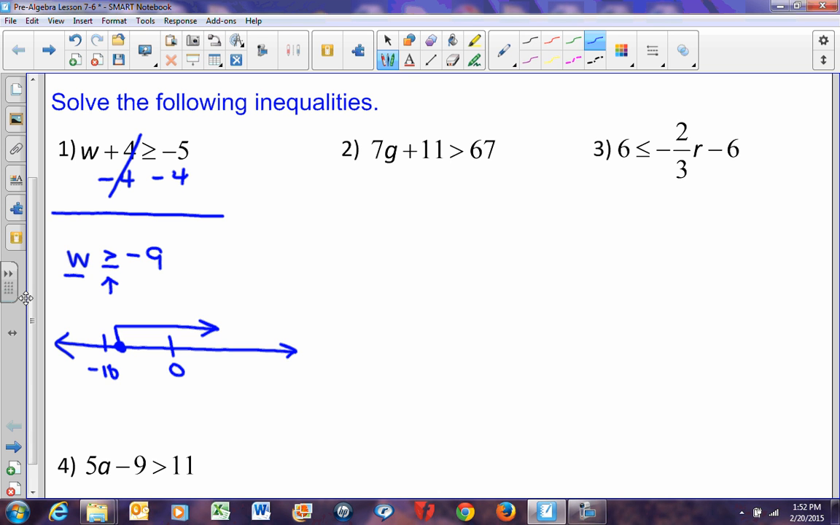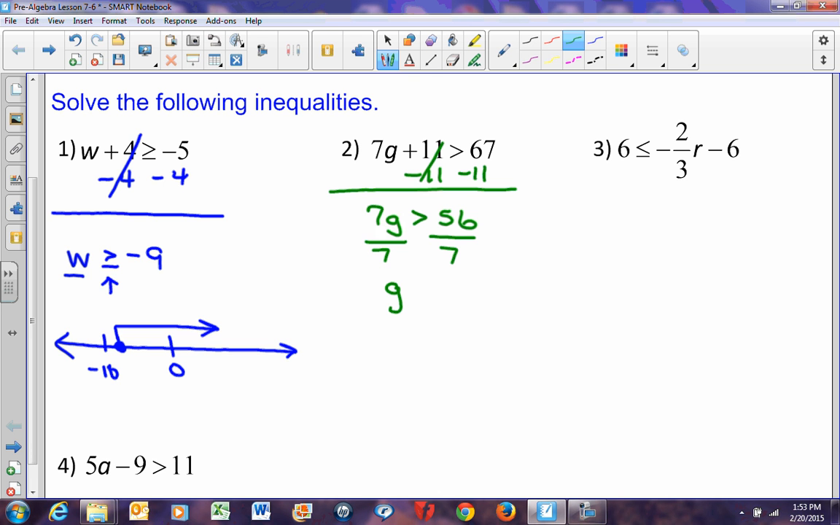Let's look at inequality number 2. 7g plus 11 is greater than 67. The first thing I need to do is undo any addition or subtraction. They added 11, so I will subtract 11 from both sides. So that will be step 1. I have 7g, the 11's cancel out, is greater than 67 minus 11 is 56. To get g by itself, they multiplied by 7, so I will undo that by dividing by 7.